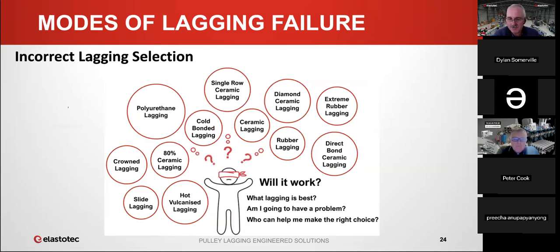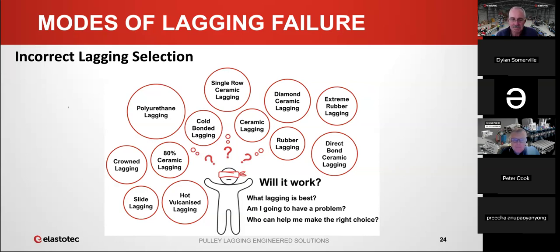So that brings the question, how do you choose the best lagging for each application? There's a huge range of laggings, which we'll have a look at in a minute. What is the best lagging? Where can I get information on this?